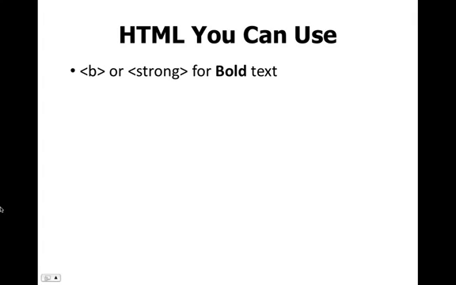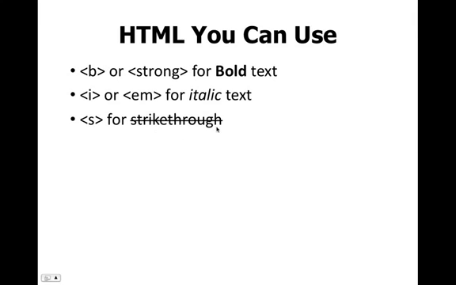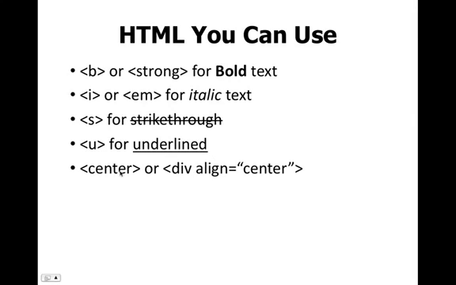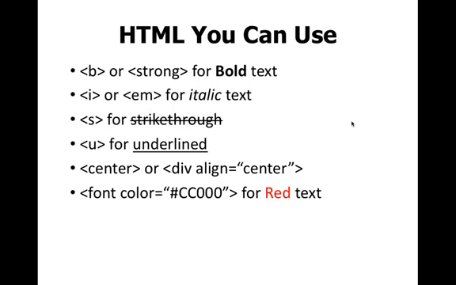So the HTML tags you can use: the B tag or the strong tag to make bold text. You can use the I or the EM for italic text, the S for strike through, the U for underline text. It's really handy for making links. You can center the text using the center tag or use div align center. By default, the text you put in the covert action bar is aligned left, so you can center it with this. You can even use a div align right if you want the text to be aligned right.